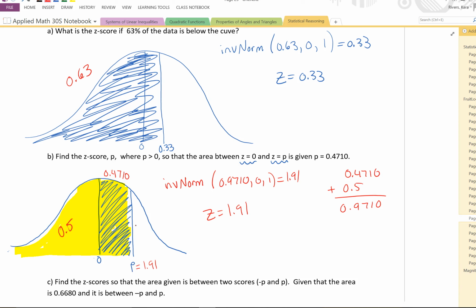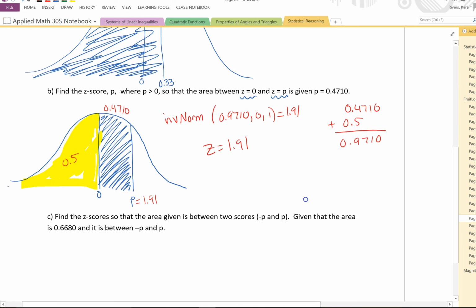Okay, so this is a situation where we're given information, but because of the logistics of how our calculators work, we have to find the extra piece. In this case, that was that 50%, and telling the calculator that we need to know that piece as well. Okay, so we're given just from 0 to P. We tell the calculator, well, you know what, we need to know what the rest of this is in order to calculate. So we're going to figure out, okay, well, that's 50%. We put that in our calculators, adding it to the 0.4710 to get the z-score that's necessary.